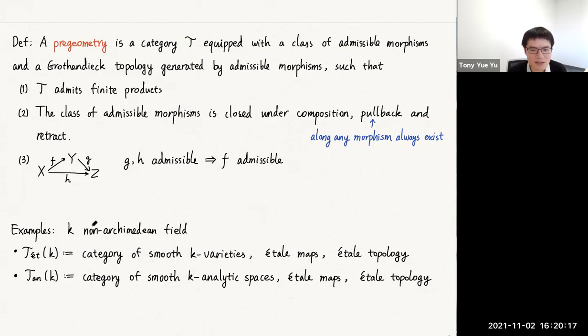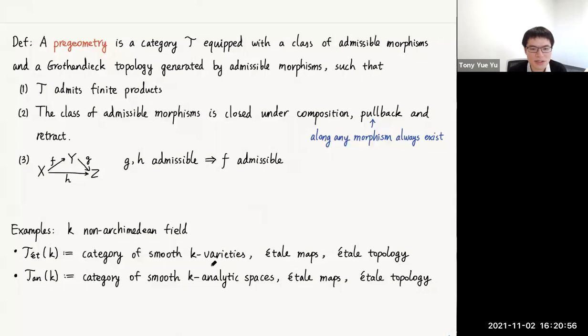Next, analogously, we define the analytic version of T_ét(K), denoted by T_an(K). Now the underlying category is the category of smooth K-analytic spaces, that is, smooth non-Archimedean analytic spaces. And the admissible morphisms are étale maps, and we put the Grothendieck topology, the étale topology.